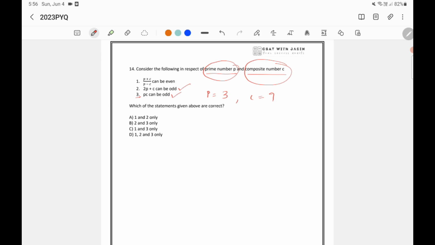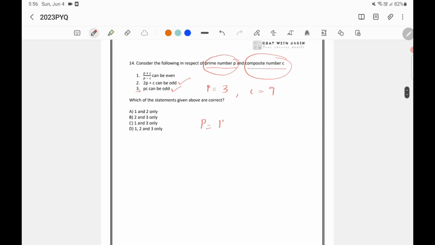Now we have the first option. So I am taking p equal to 11. 11 is a prime number and c is equal to 9. So p plus c is equal to 20, and p minus c is 11 minus 9, which is equal to 2. So 20 divided by 2 is equal to 10. 10 is an even number. So 1 is also correct. So all the statements are correct. So option D is the right answer.